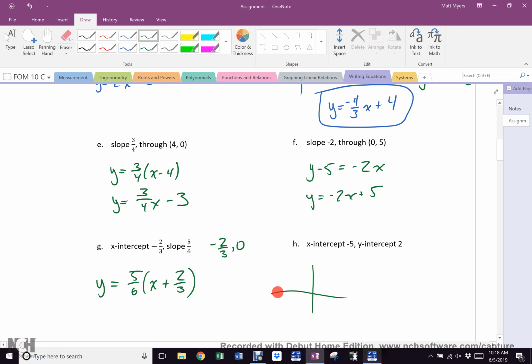It's positive, right? Because your x-intercept is negative 5, and your y-intercept is 2, so it's up 2, run 5. So your m equals 2/5, and then you have your three options, right? It could be y equals 2/5 x plus 2. It could be y minus 2 equals 2/5 x. Or it could be y equals 2/5 x plus 5.